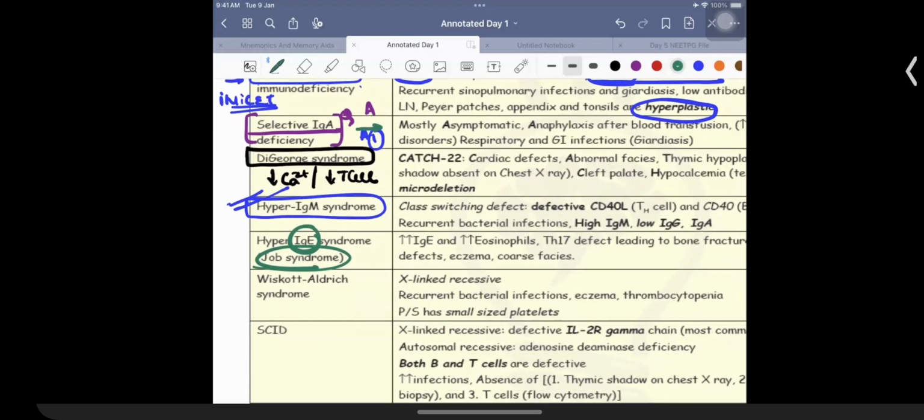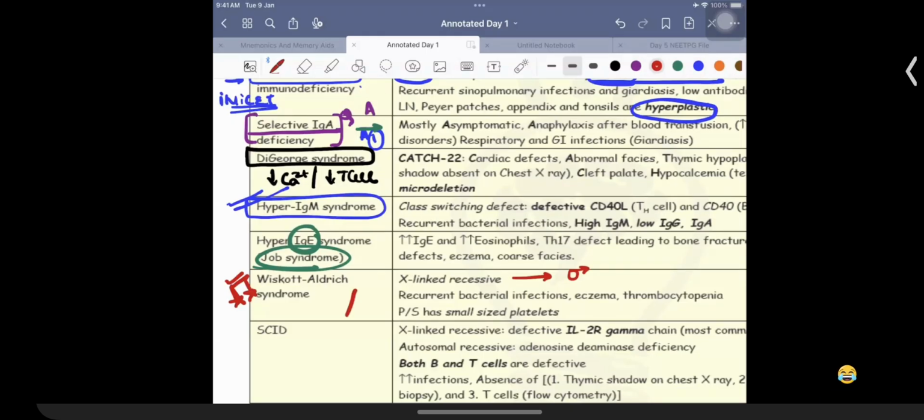Right? Wiskott-Aldrich syndrome, hot favorite of your examiners. Wiskott-Aldrich syndrome. Again, an example of a condition which is X-linked recessive. So it is going to be causing involvement of boys. So Bruton's and Wiskott-Aldrich syndrome are commonly asked in the exam because they love boys, right?